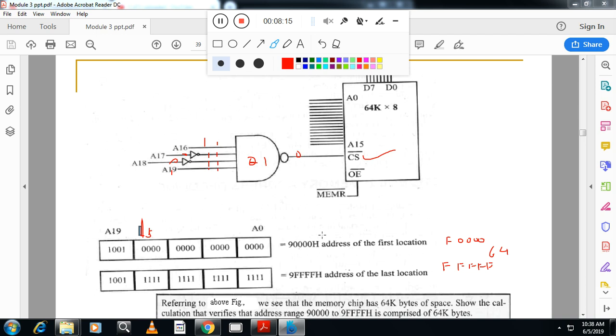So in the exam, if they ask to design this range, then the design should be like this. If they ask for a design like this, then don't use inverter here. All 1, 1, 1, 1, 1. Then the output here is 1, here it is 0. Here it is 0, then this is an active low signal. See, CS bar, active low signal. 0 and 0 becomes 1. So the chip will get activated. So this is the design of this one, 64K.